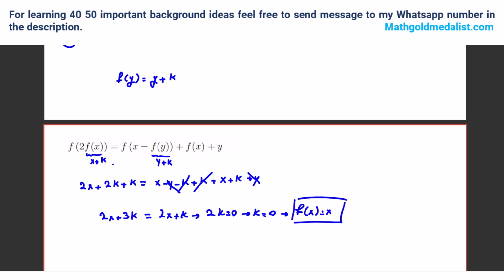Right. And if you replace at the end, we can replace f of x is equal to x. Left hand side is 2f of x. Right hand side is x minus f of x plus f of x plus x. And we know 2x is equal to 2x, right?